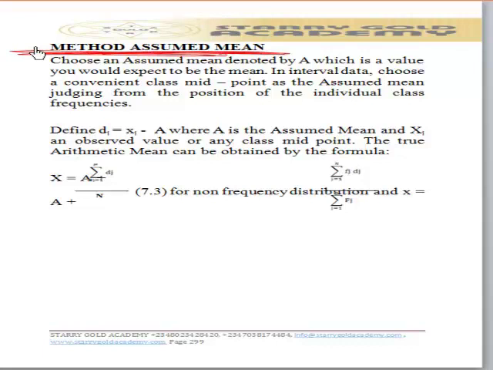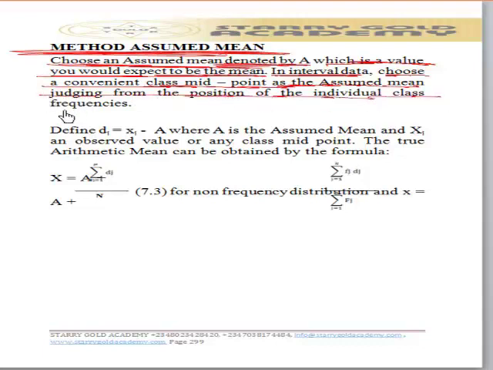This particular method ensures that we are able to assume a particular value for the mean, and based on that we are able to work on the statistical data and get the arithmetic mean. In this method we choose an assumed mean which is always denoted by A, and this is regarded as the value which we expect to be the mean. In the interval data we have to choose a convenient class midpoint as the assumed mean, judging from the position of the individual class frequencies.